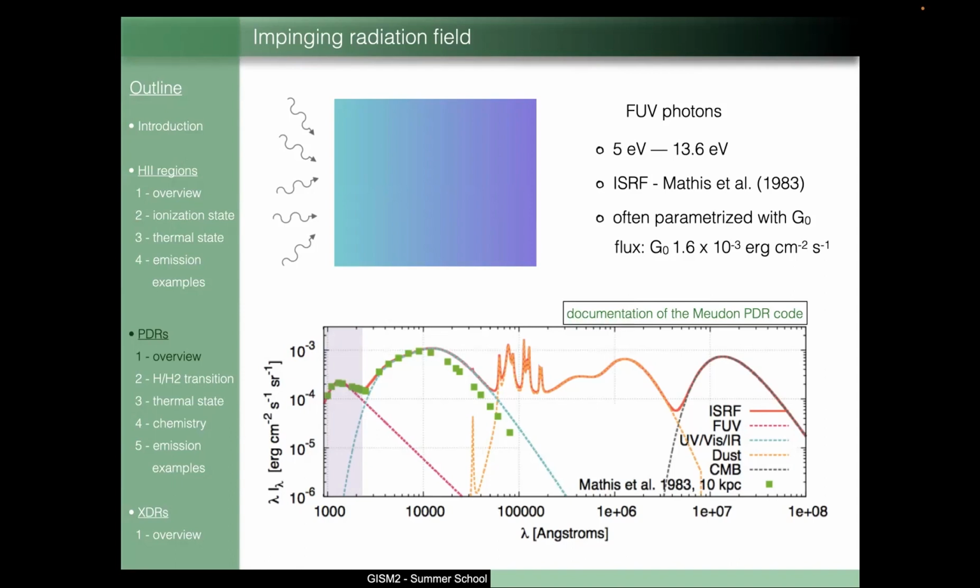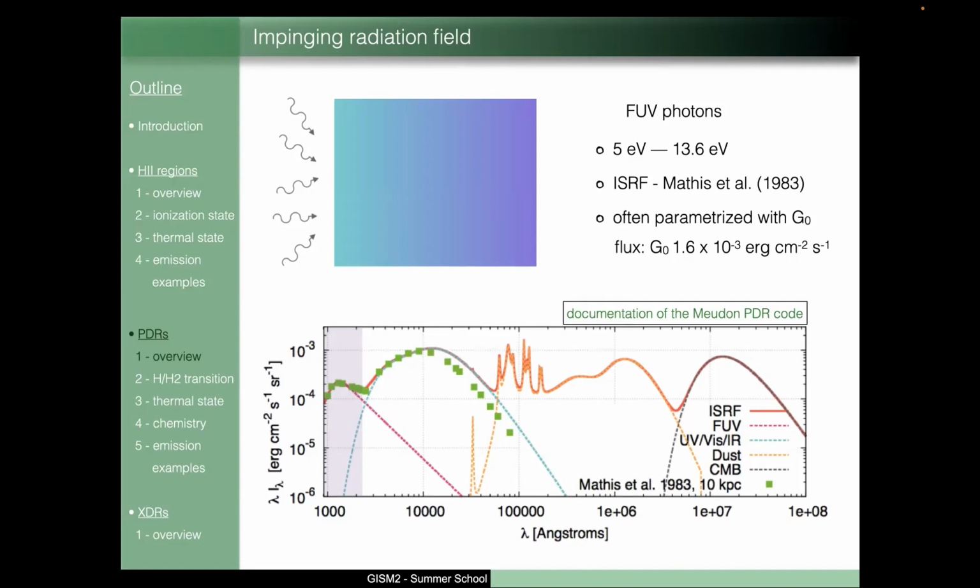In fact, there are two reasons. First, photons with an energy below 5 electron volts are not energetic enough to photodissociate molecules. This is not entirely true. There are some molecules that can be photodissociated with lower energy photons, but those are trace molecules which won't change the chemical structure of the gas.